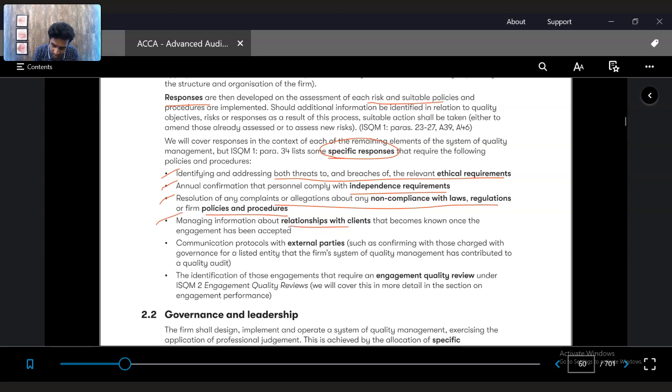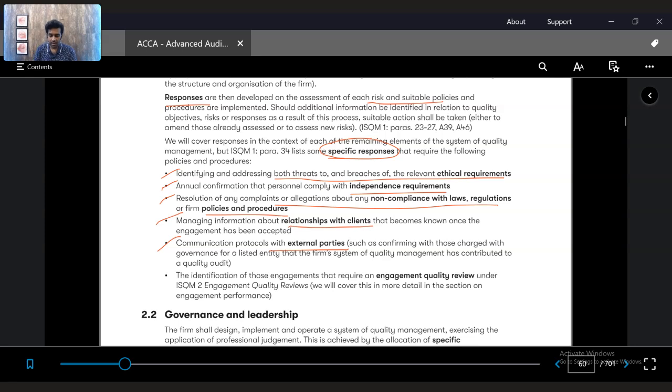Managing information about the relationship with the clients, confidentiality. Right, confidentiality. Now, do you breach it because you have a legal case? Is the client doing some money laundering? Then you definitely have to breach it, because if the client is doing criminal activity, there's no way that confidentiality can be maintained. Communication protocols with external parties.